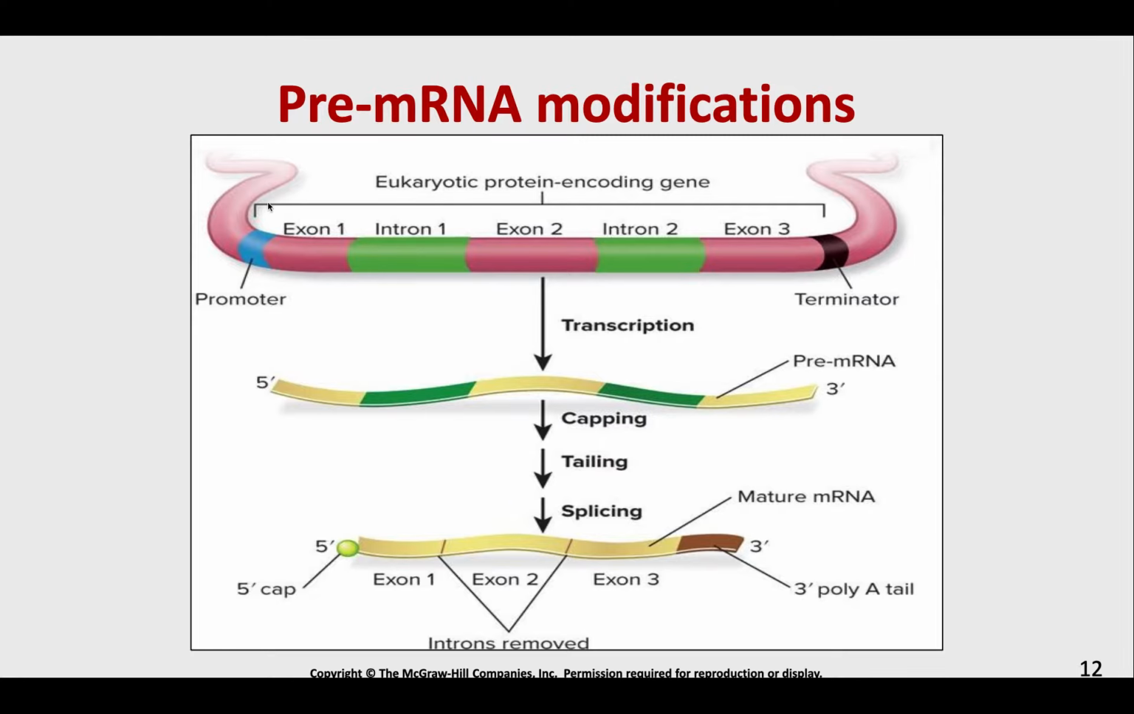Here we have our DNA, with our promoter region, our terminating region, and these exons and introns. Initially they're all going to be transcribed into our pre-mRNA. But now the eukaryotes are going to go in and splice this pre-mRNA to make mature mRNA. The mature mRNA only contains the exons. In the meantime, we're also capping and tailing our mRNA to make it mature.